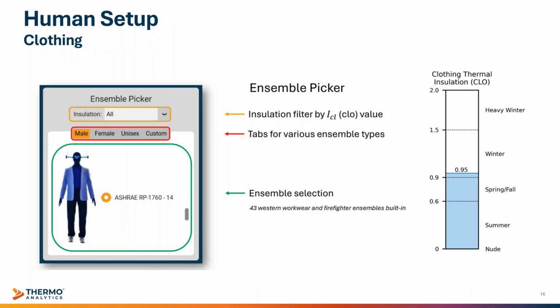This tool lets you sort by the total insulation. So if you want a person with a summer outfit, you can make sure that the CLO is going to be below like 0.6. And if you want a winter outfit, you can make sure that you choose an ensemble that has a CLO of at least 0.9.